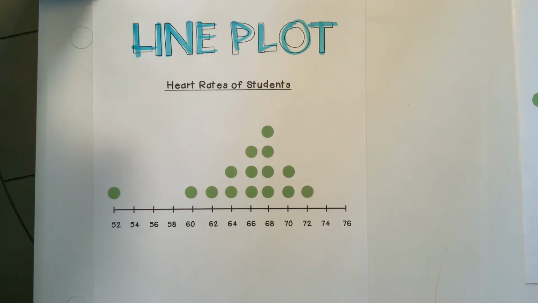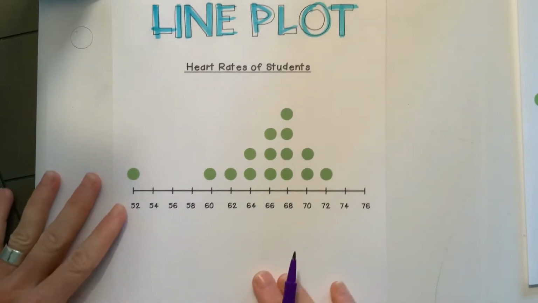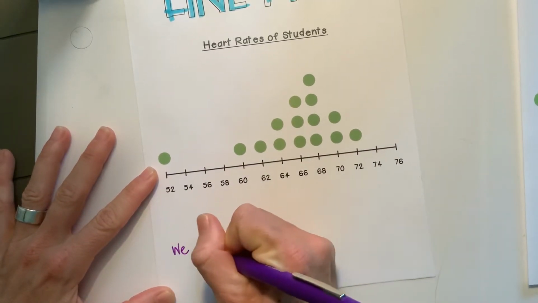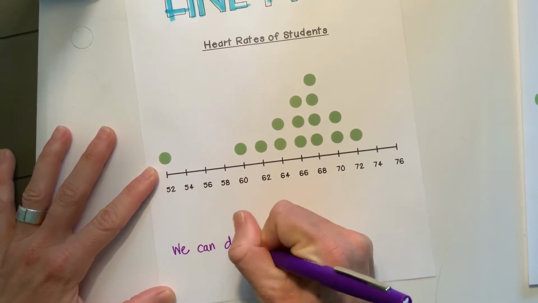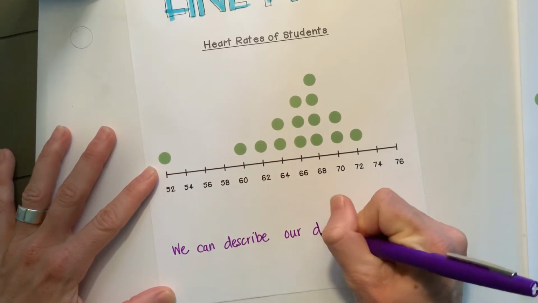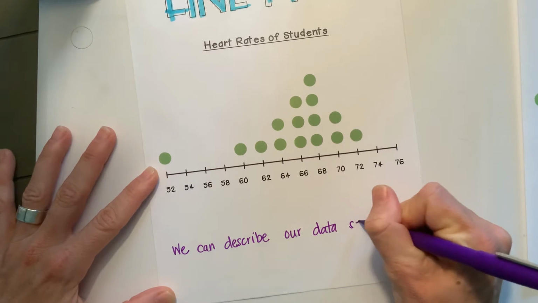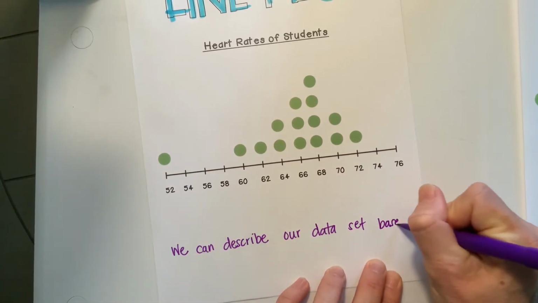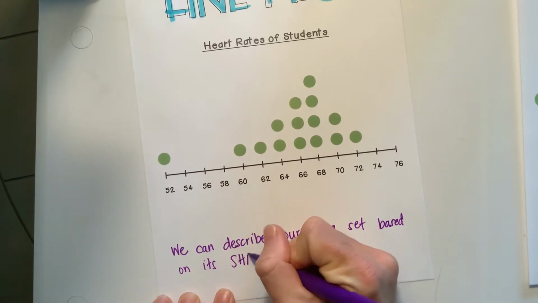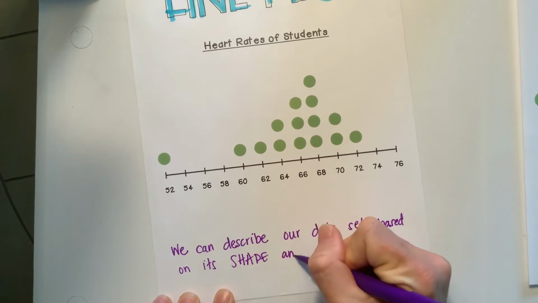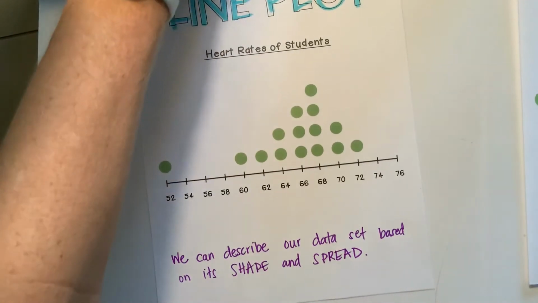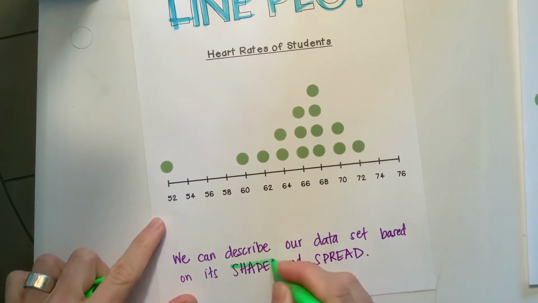So if you would just go ahead and pause the video and write down this definition here along the bottom, or we can, it's not really a definition, it's more of a purpose. We can describe our data set based on its shape and spread. Okay, and I will explain what that means here.